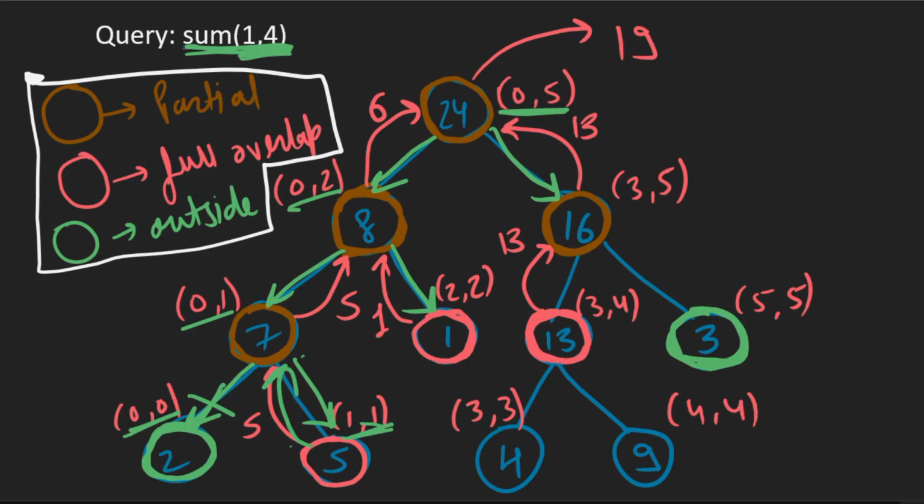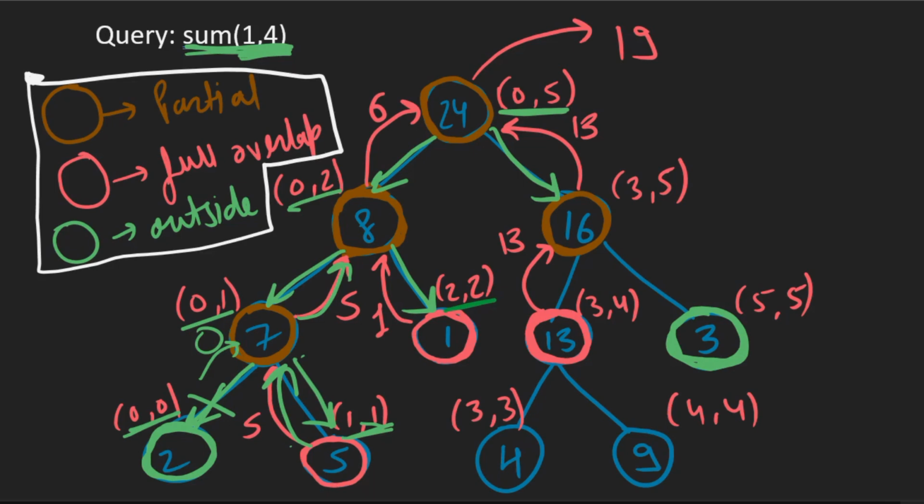So 5 is returned from here, right? And now see, this was the partially overlapping node. So 0 will be returned from here, 5 will be returned from the right child. So we return 5 from here, right? We return 5 from the left child. Then we go to the right child.